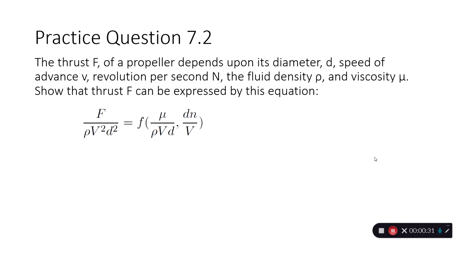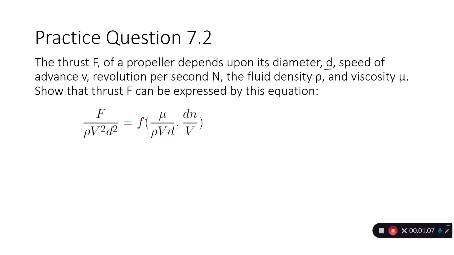Okay, so let's understand the problem. A propeller, of course, has a thrust force, and that force depends on the size of the propeller. Okay, that's the diameter, the speed of advance. So while it is having a thrust, it also has a speed in the direction of the propeller. Okay, revolution per second, how fast it's rotating, the density of the fluid that it is currently moving in, and the viscosity of the fluid. Okay, so show that it can be expressed by this equation.